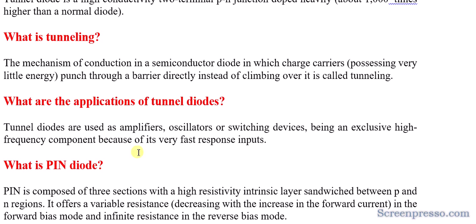So this is all about tunnel diode, which I have covered quickly. So what is a tunnel diode? I have covered so far what is tunneling and what are the applications of tunnel diodes. So this is sufficient. It's a basic idea which we should have.